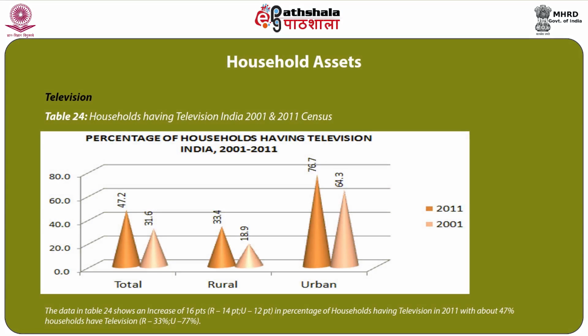Television. Table 24, households having television, 2001 and 2011. The data can be seen here represented graphically. The data in Table 24 shows an increase of 16 points, rural 14 points, urban 12 points, in percentage of households having televisions in 2011, with about 47% households having television. In case of rural, it's 33%, while in case of urban, it's 77%.